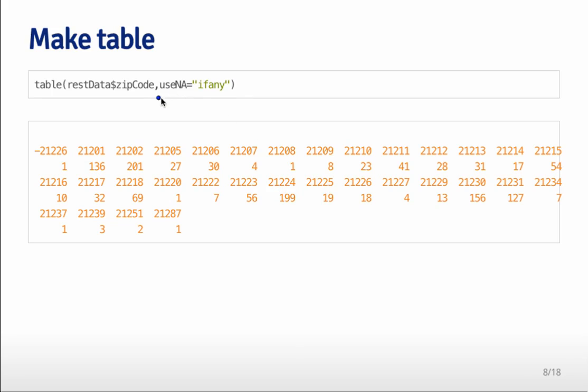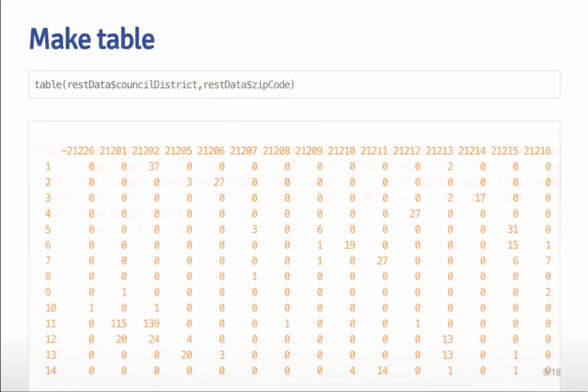I've added a little bit here inside the table command. I say use NA if any. What this will mean is if there are any missing values, there'll be an added column to this table, which will be NA, and it'll tell you the number of missing values there are. By default, the table function in R actually does not tell you the number of missing values. So it's important to use the command use NA if any to make sure that you're not missing values.